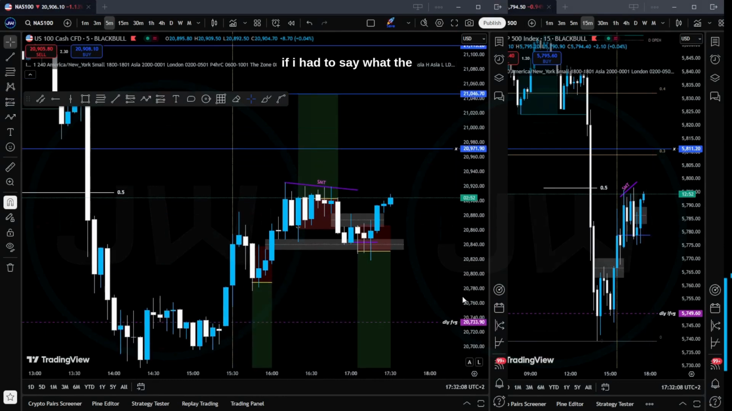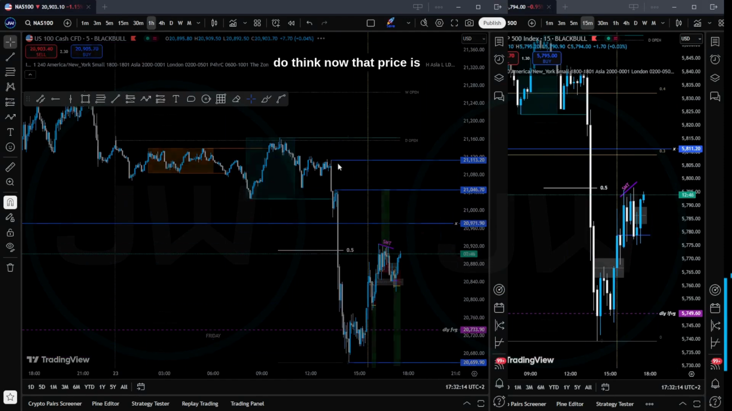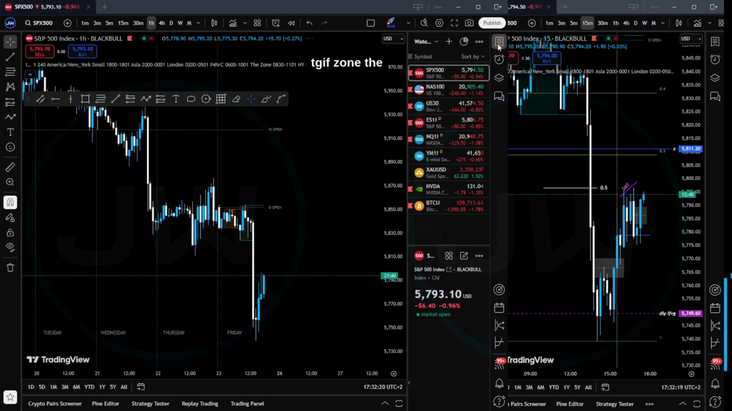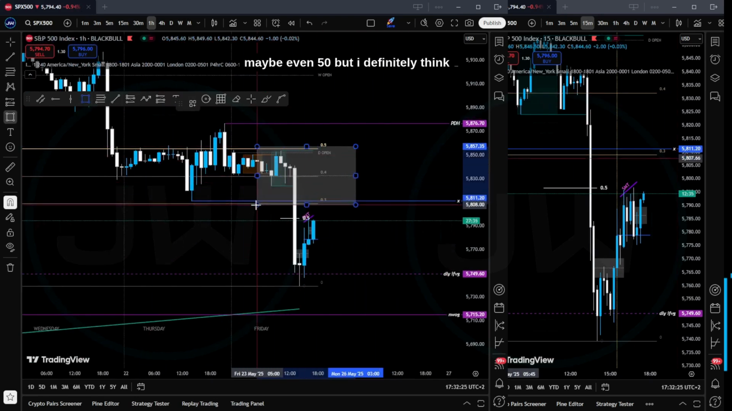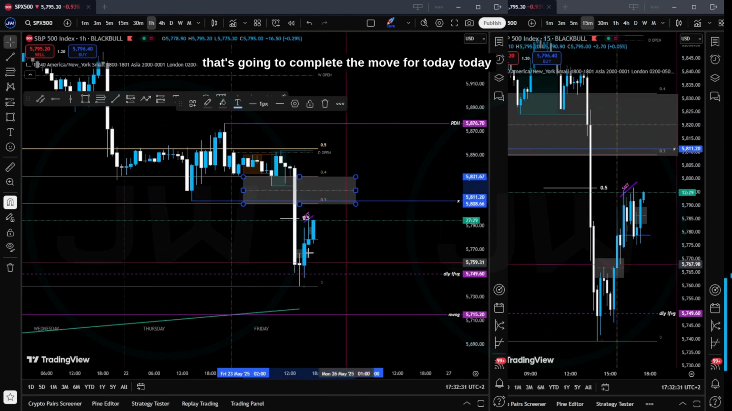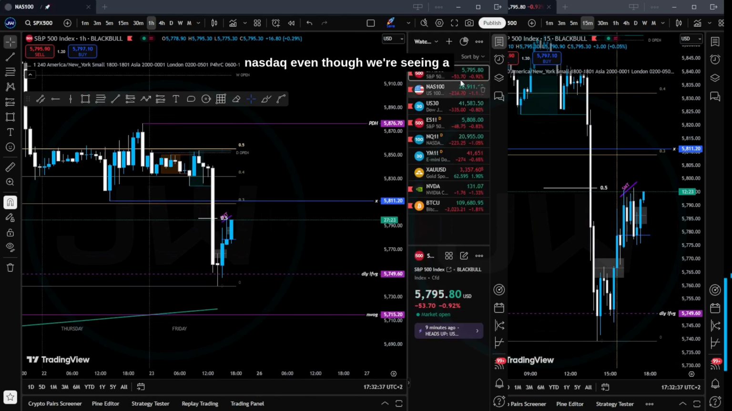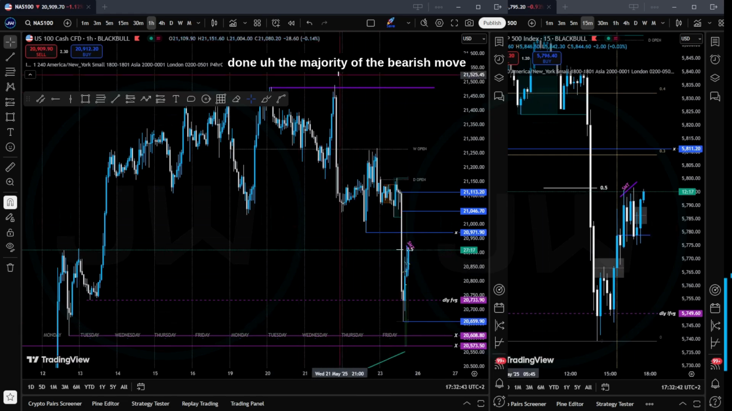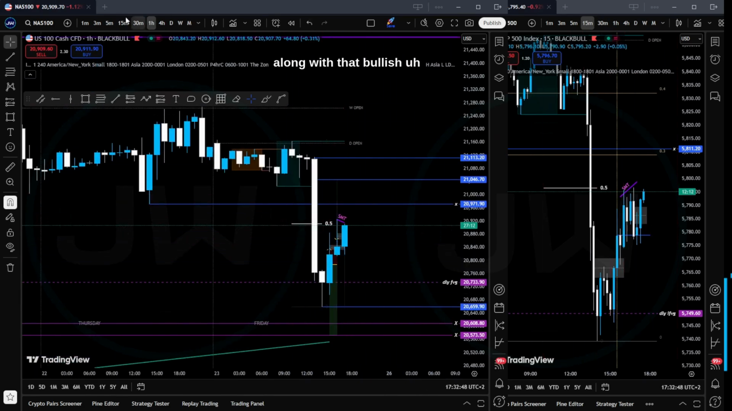If I had to say what the overall idea for today is, I do think now that price is willing to head to that TGIF zone, this 30 to 40% range, maybe even 50%, but I definitely think price is coming to this area, and that's going to complete the move for today for the TGIF. And I think Nasdaq, even though we're seeing a Wednesday reversal, I think we've done the majority of the bearish move, and so it's continuing to follow along with that bullishness right now.